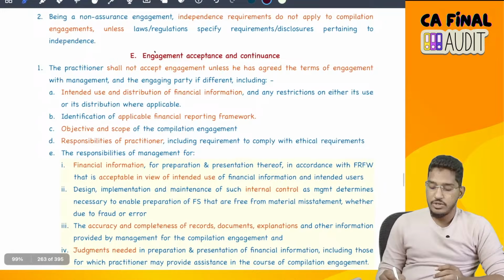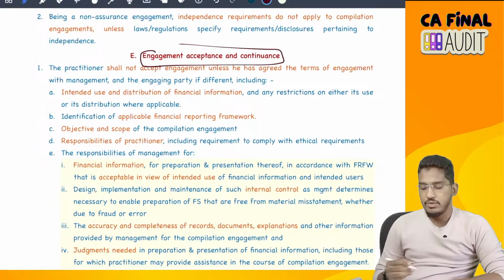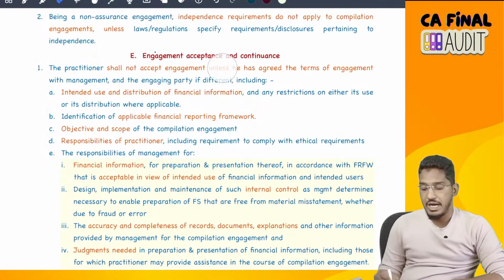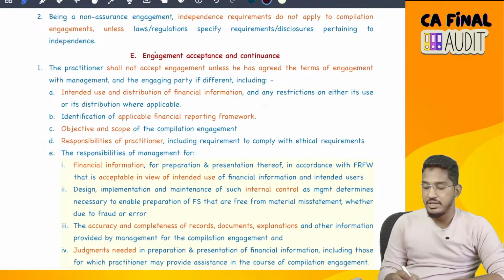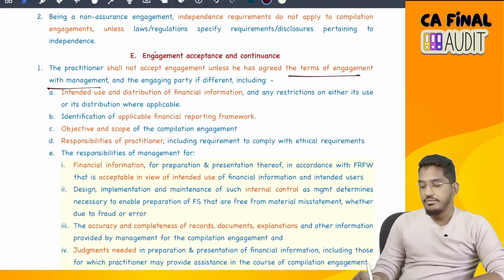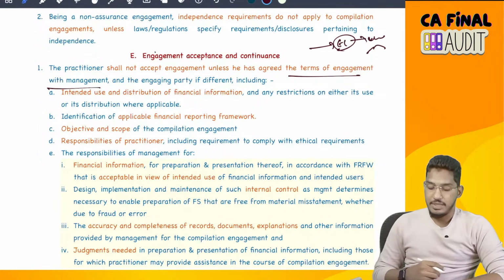Now, here also you need to decide, like the way we do in the audit, before accepting and continuing a client relationship, we will evaluate the factors. So here also the practitioner, they have told certain things. If a client is coming to you and asking you to do the compilation engagement, you should not accept that engagement unless he has agreed the terms of the engagement with the management. First you should have a mutual understanding. First you should draft the engagement letter here also, understand the terms and conditions between you and the client, and then only accept the engagement.